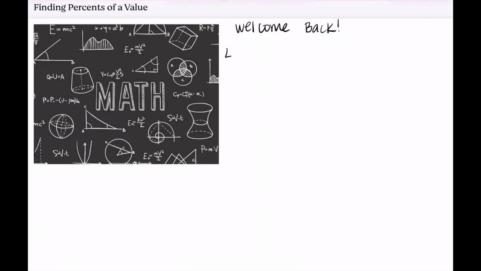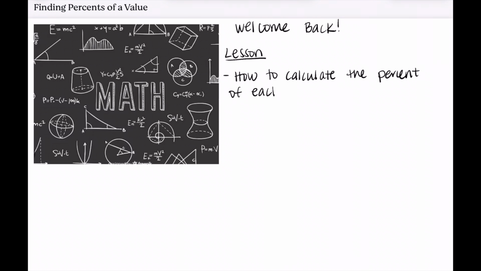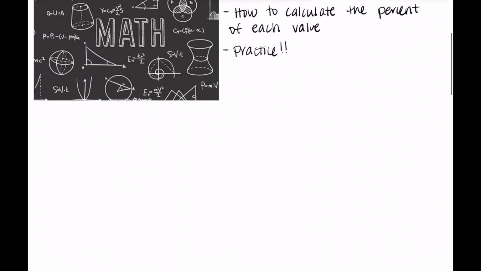In today's lesson, we're going to do kind of the opposite of what we did last time. If you didn't watch last week's video, I would watch that one first. We went over how to find the percentage of a number, and we did that using two simple methods: equivalent fractions and a decimal multiplier. In today's lesson, we're going to learn how to calculate the percent of each value. And we're going to do this like we always do, through lots and lots of practice problems.